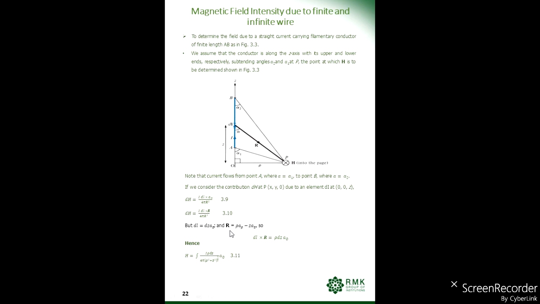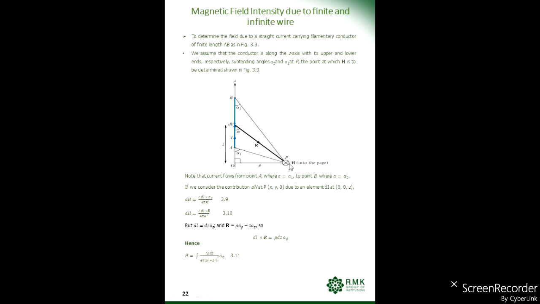R bar is the distance from the infinitesimal element DL to the point of observation P. So let the point of observation P be x comma y comma 0, then we get R bar as rho A rho cap minus Z A Z cap. It is the difference between the two vectors we take.